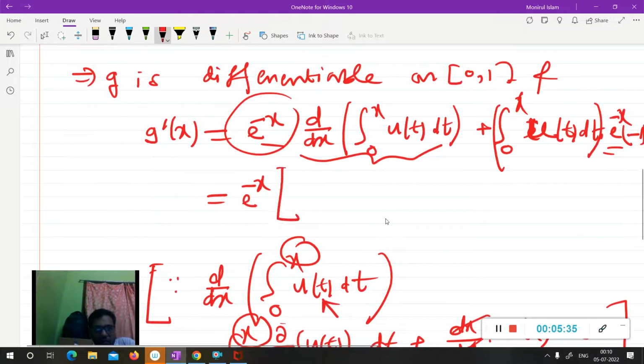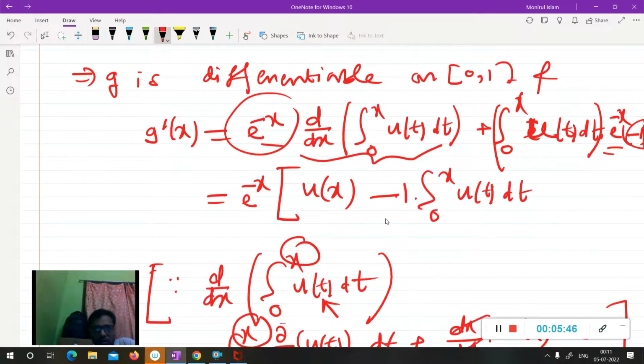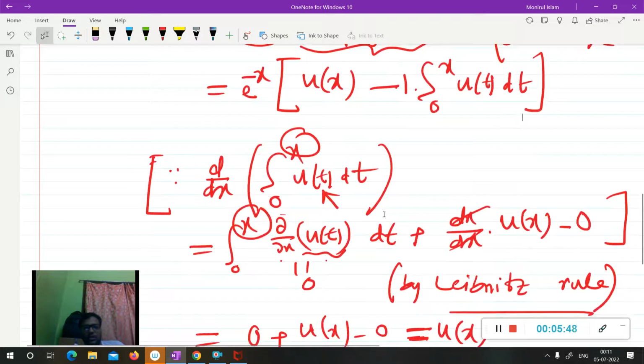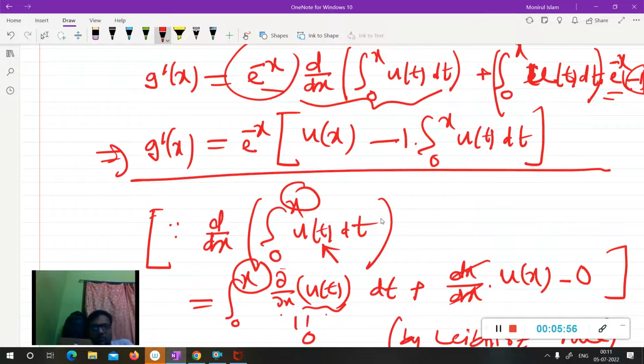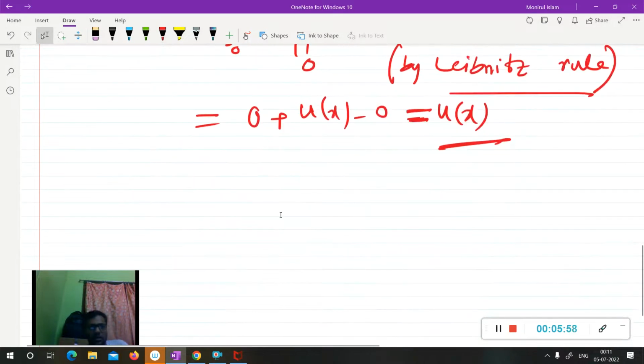You take out the common factor, so in the bracket you will have 2ux, and there is a minus, so it is minus outside, and integral 0 to x u(t) dt. Okay, so what is g dash x? So this is g dash x. Write it clearly, g dash x. So what is g dash x?